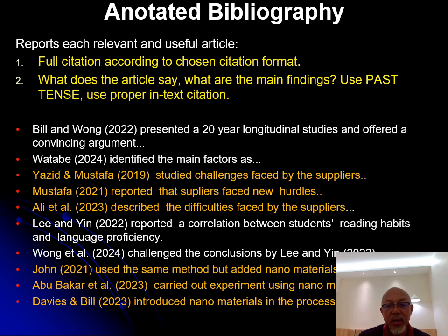Okay. So and then we go to the last one. John used the same method but added nanomaterials. Abu Bakar carried out an experiment using nanomaterials. Davis and Bill introduced nanomaterials, and so there are maybe some papers because we are doing some research on nanomaterials. So you go and you find John did something, Abu Bakar did something, Davis and Bill did something, and so on. So you put that together, and you pick up what are the main things being said by each respective researcher.